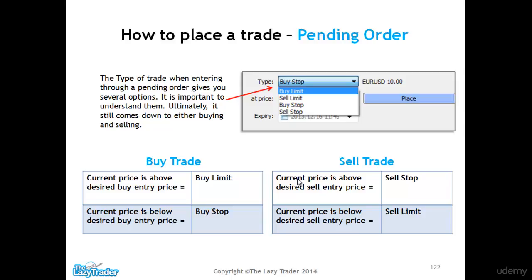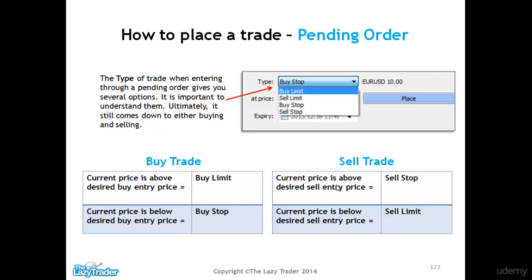So in order to place a buy trade, if we want to go long and speculate that price will go up, then we would only choose the buy limit option if the current price is above the desired buy entry price. Buy stop is the order type we will place if the current price is below the desired entry price. So that's the difference between the both of them. Very important you get this right.